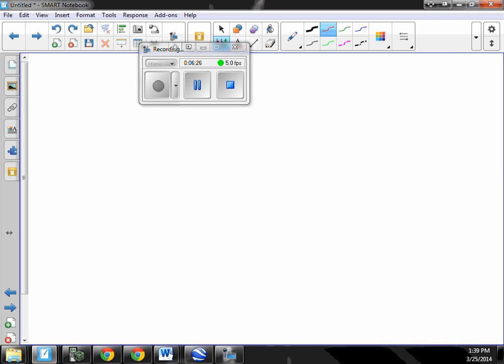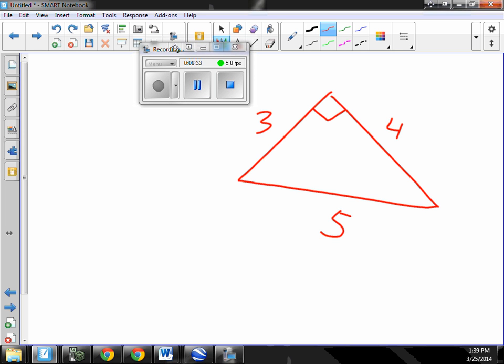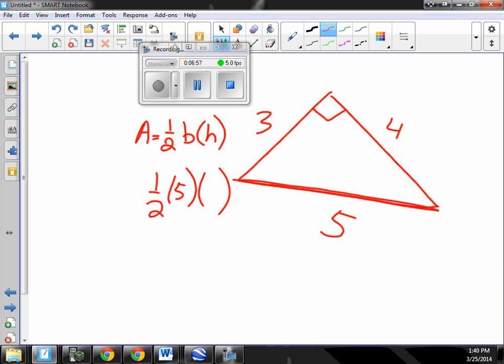So let me draw the same triangle, just rotate it a little bit. Still a right triangle, 3, 4, 5. And I call 5 the base. How am I going to figure out the area of this? It's 1/2 base times height. Just like it was before. A equals 1/2 base times height. So 1/2 times 5 times, what's the height?